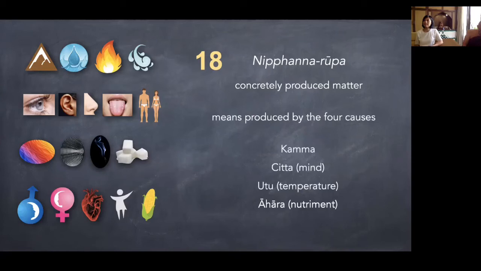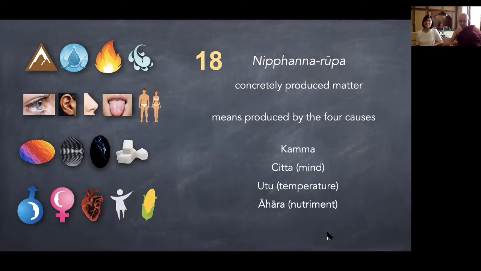So these 18 kinds of matter are caused by either one of these, or in some types of matter, they can be caused by a few kinds, but all these matters are caused by any of the four kinds of causes. Okay, so they are created, not created, I can't say, but they are produced because of these four causes. Okay? So this is what is called Nipphanna-rupa.